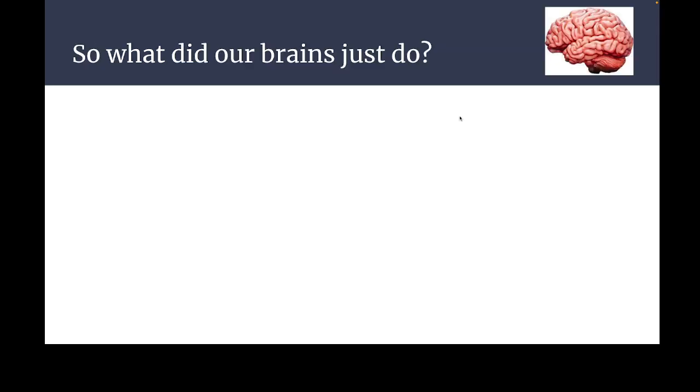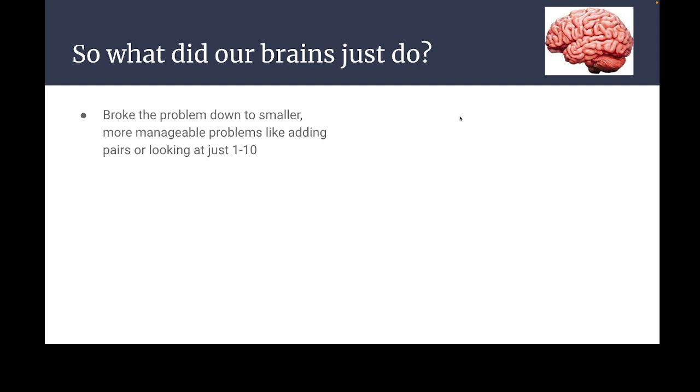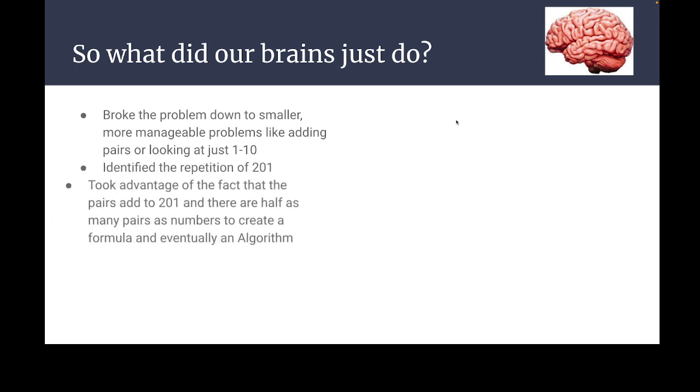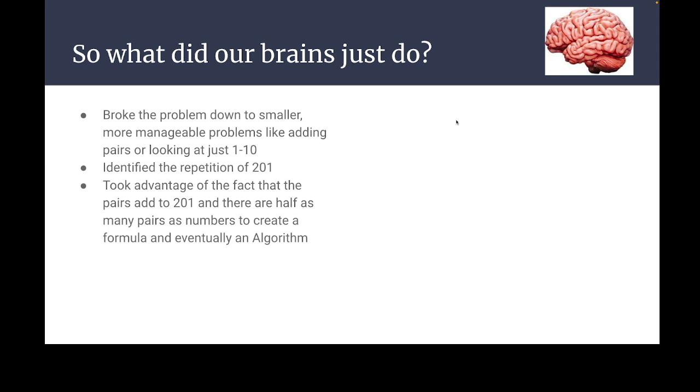So let me just recap quickly what we just did, what our brains were doing through that process. We broke the problem down into smaller, more manageable problems like adding pairs or looking at just 1 to 10. We identified the repetition of 201. We took advantage of the fact that pairs add to 201 and there are half as many pairs as numbers to create a formula and eventually an algorithm. We listed the steps, and we looked at what problems we might face moving forward. This is computational thinking.